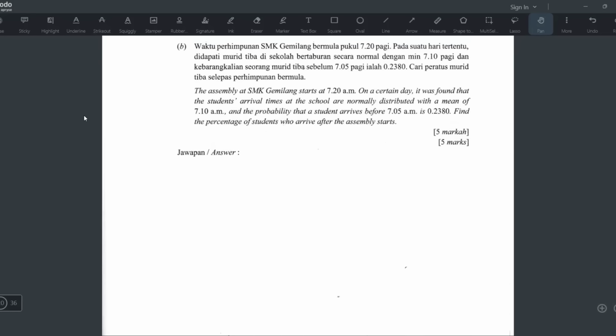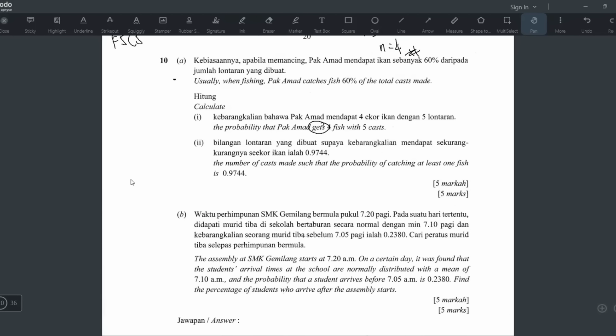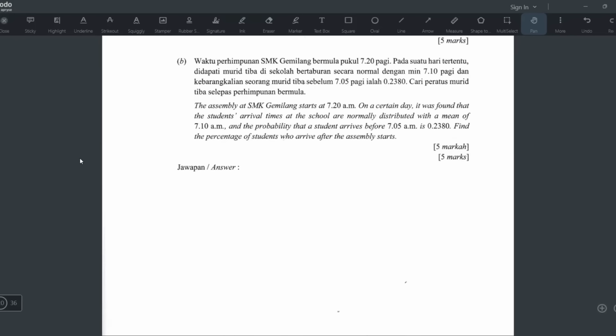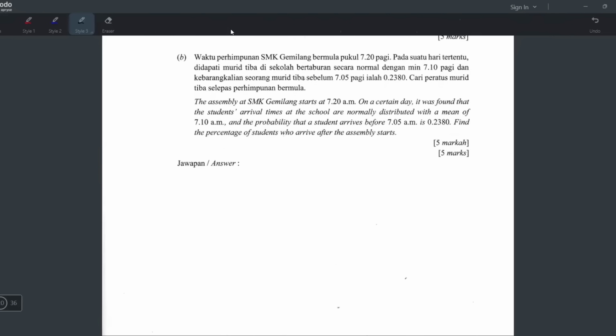Okay. Soalan B. Alright, just now soalan A is binomial. So soalan B, high chance will be normal distribution. Yeah, because that's the format they like to ask one. They always like 5 marks binomial, 5 marks normal distribution.